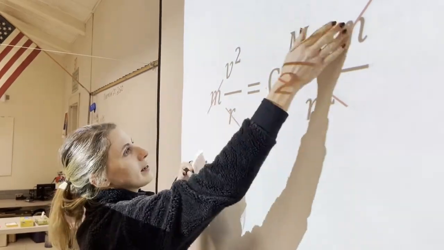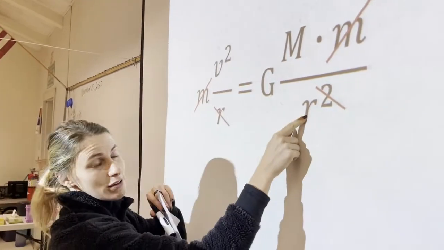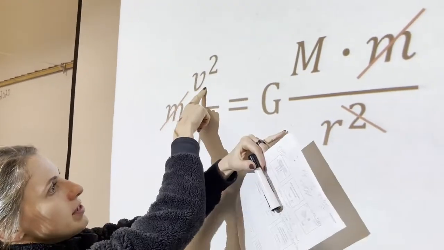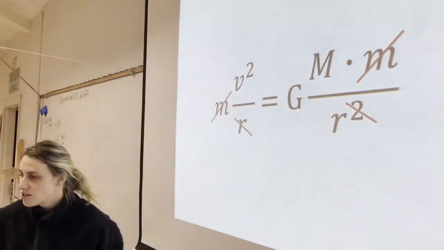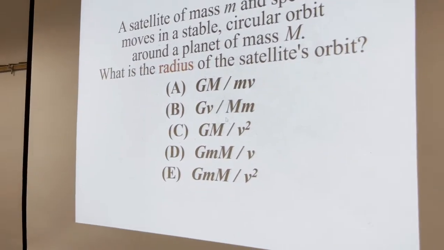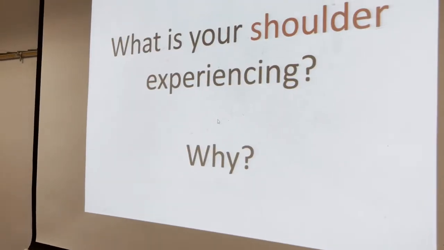These disappear, and then this cancels this one out. And we're trying to find the radius, right? So can't we just flip this? Yep. All right, sweet. So that was answer letter C. C. Okay, moving on.